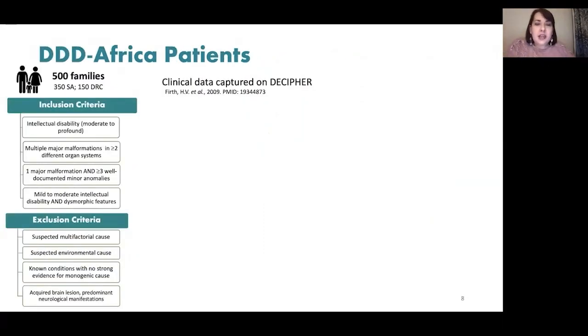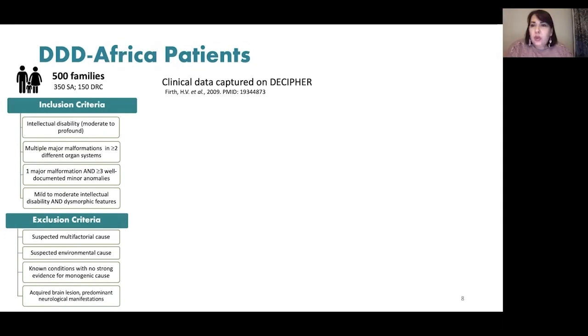So in the DDD-Africa project, we've established definitive inclusion criteria to ensure that we are enrolling patients from the more severe part of the spectrum of developmental disorders, as these patients are more likely to have a genetic cause for their disorders. These include patients with moderate to severe intellectual disability, as well as those with a specific major or minor organ anomaly. Patients excluded include those with a suspected multifactorial or environmental origin, and known conditions with no strong evidence for a monogenic cause.